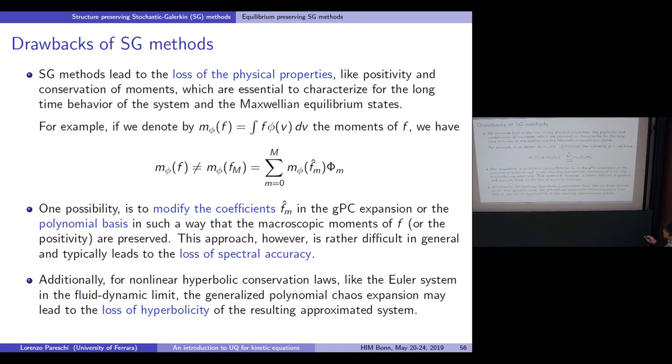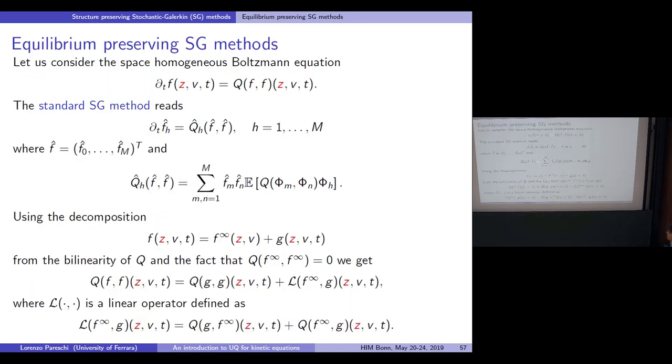I will try to deal a little bit with this issue of the structural properties, to see how we can try to cure this approach. So one idea is to design a set of equilibrium preserving stochastic Galerkin methods, and this idea is fully borrowed from the experience we have with spectral methods in the phase space for the Boltzmann equation. So let me formalize it.